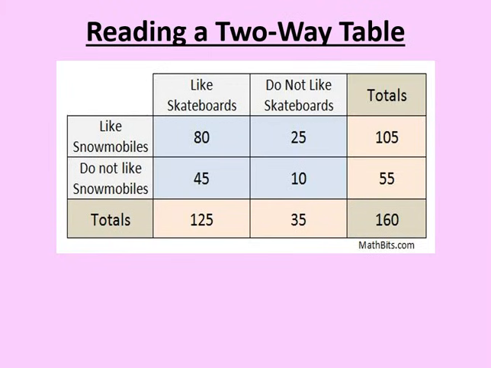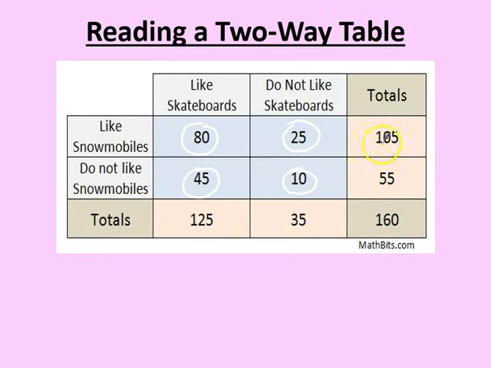Every intersection will tell you something different. For example, the 80 tells you that 80 people like skateboards and like snowmobiles. The 25 tells us that there are 25 who do not like skateboards but do like snowmobiles. The 45 tells us that there are 45 people who like skateboards but do not like snowmobiles. The 10 tells us that there are 10 people who do not like skateboards and do not like snowmobiles.